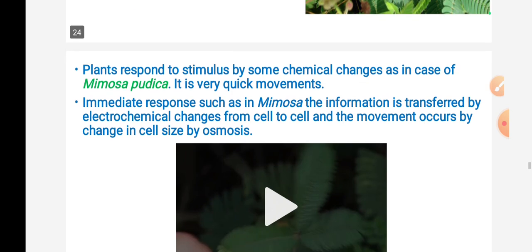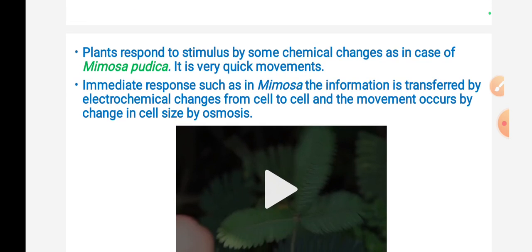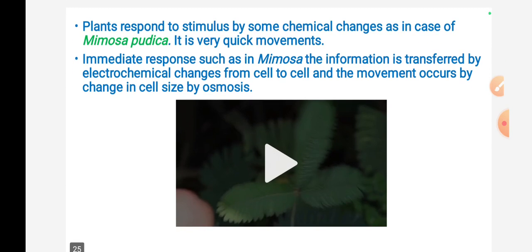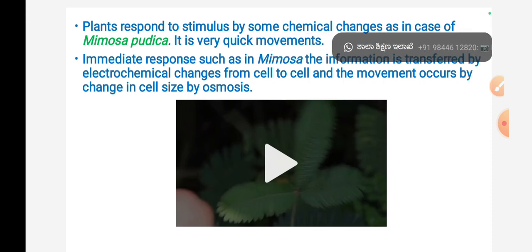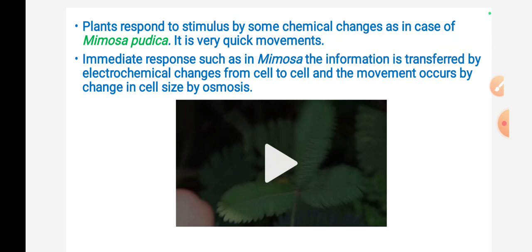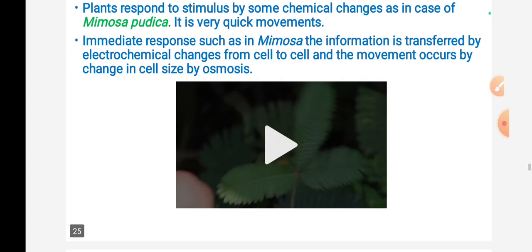The next, plants respond to stimuli by some chemical changes. As in the case of Mimosa pudica, it is a very quick movement, an immediate response. The information is transferred by electrochemical changes from cell to cell, and the movement occurs by change in cell size by osmosis.